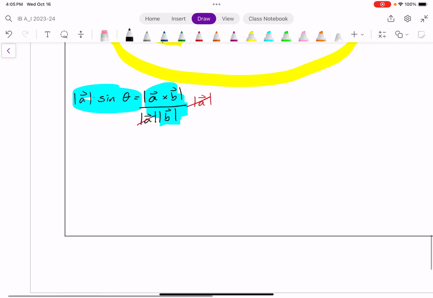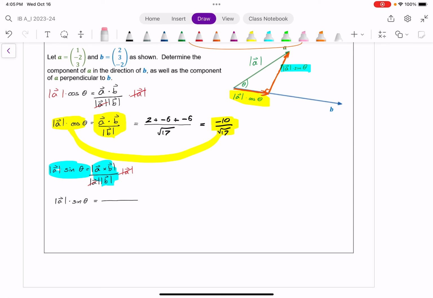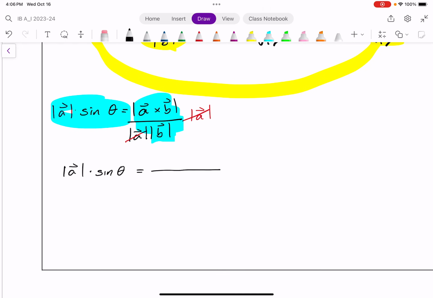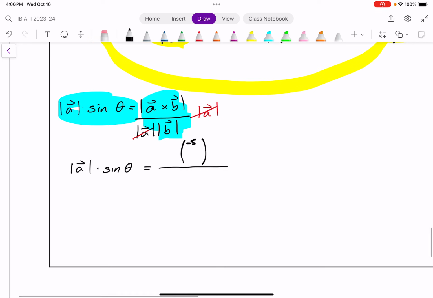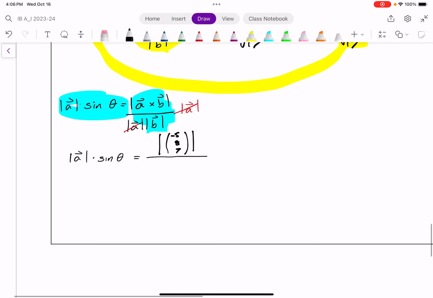So if I want to figure this out, I'll say again: the magnitude of A times the sine of theta, I'm not actually going to figure out the sine of theta, will be the same as the magnitude of my cross product. The cross product of these, if I go through all the steps, should give a vector with components -5, 8, and 7, but I want the magnitude of that divided by the magnitude of B, which I already found before was root 17.